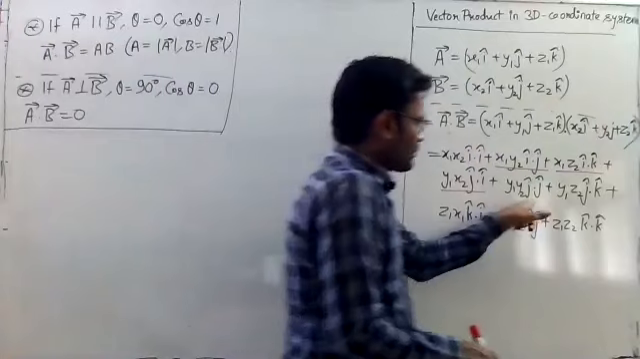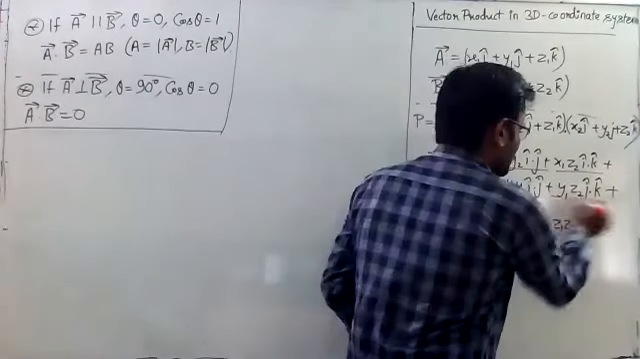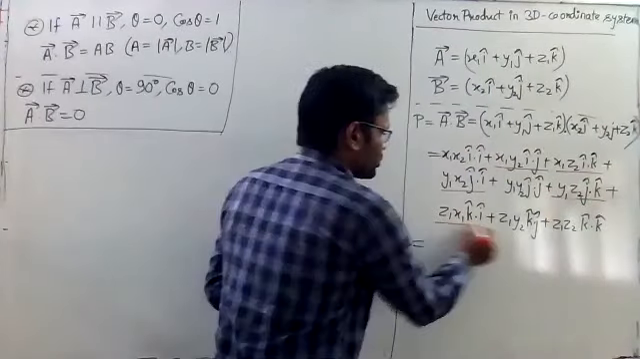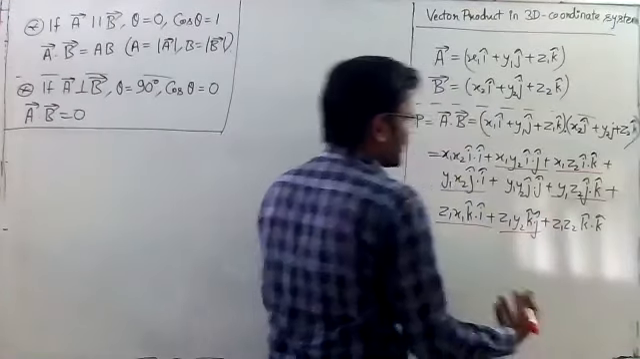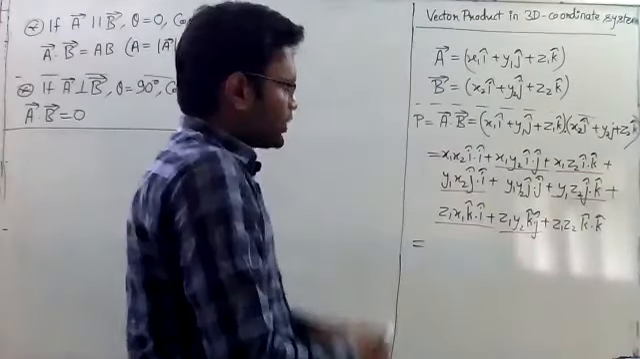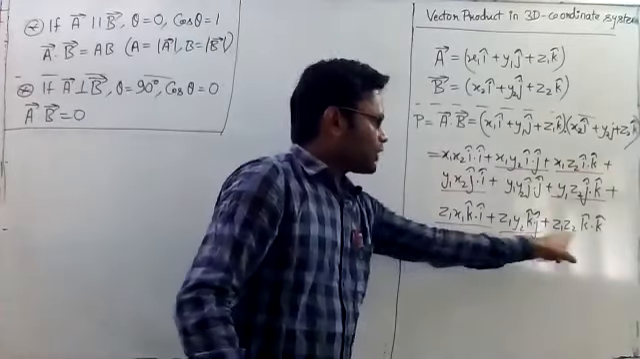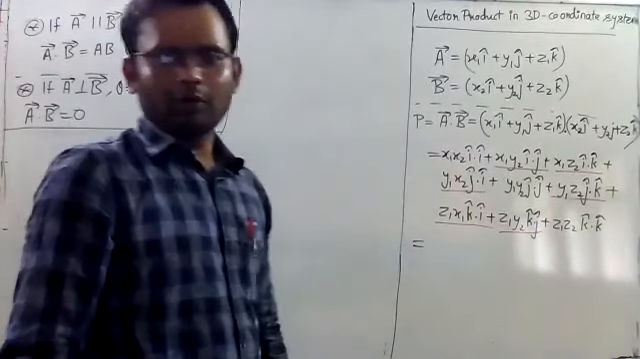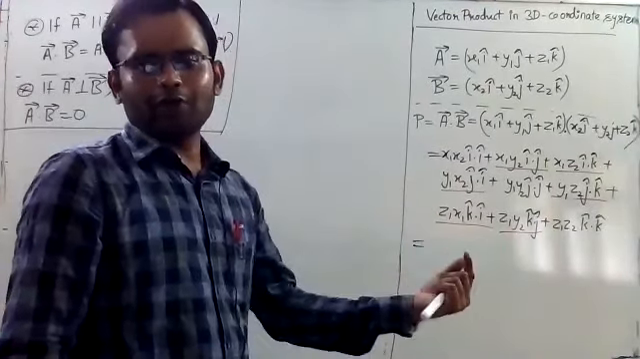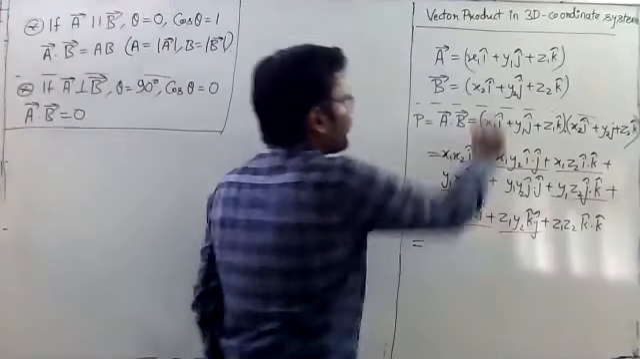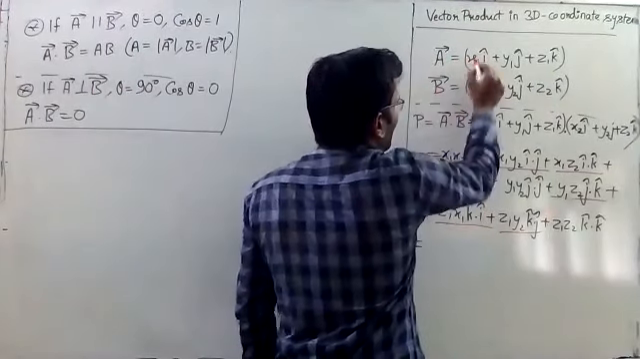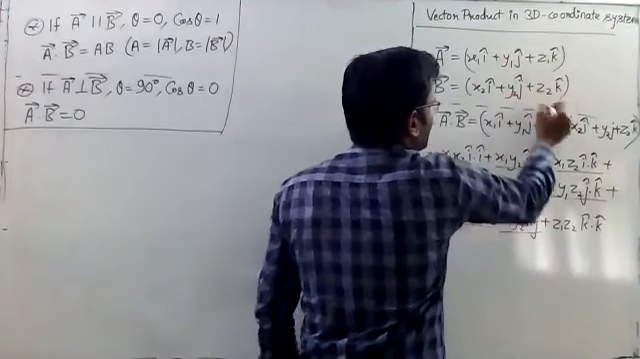J dot j, here I am getting 1. Here J dot k again 0, K dot I again 0, K dot j again 0. So what is left here? X1, X2, Y1, Y2, Z1, Z2. Rest all are cancelled. It means when I am taking the dot product of A and B, it is X1, X2 plus Y1, Y2 plus Z1, Z2. Just add them.